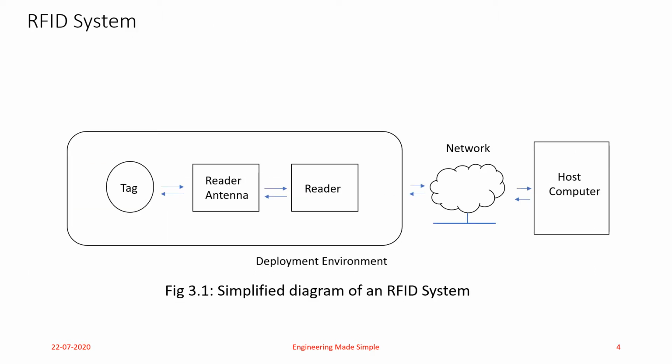Now, after studying radio specifications of RFID technology, let us move on to the actual RFID system and understand what an actual RFID system is and what it consists of. As you can see, the following figure 3.1 shows the simplified diagram of an RFID system. After observing the diagram, you come to know that it consists of the following RFID components, namely the tag, reader, antenna, and the reader, which is connected wirelessly through a network to the host computer.